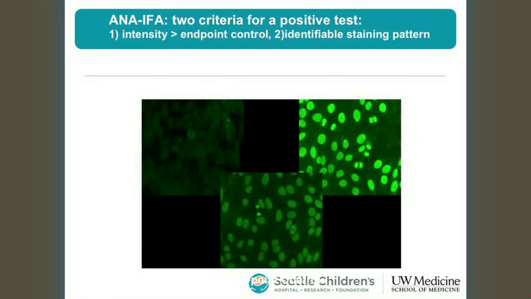But this is a negative. This is an endpoint control, and this is positive. So to be positive, you have to have 2 criteria. One is that you have enough intensity that you're greater than the endpoint control, and the other is that you have a defined staining pattern. In this case, it is a homogeneous staining pattern.